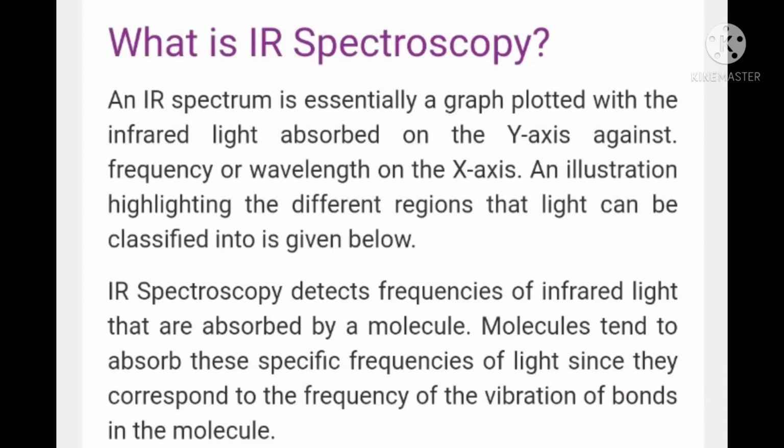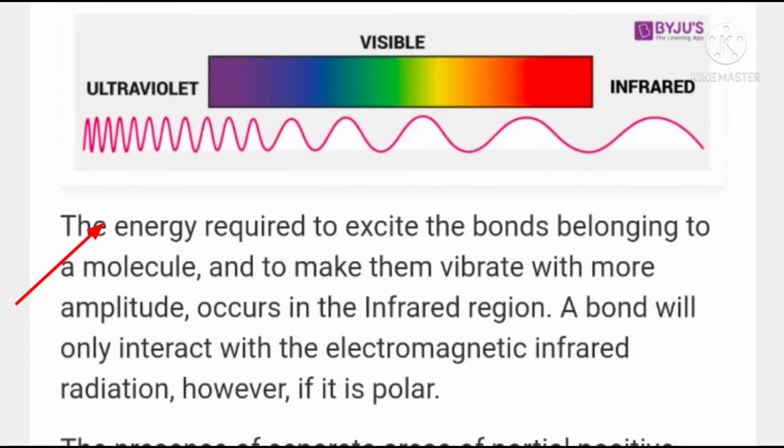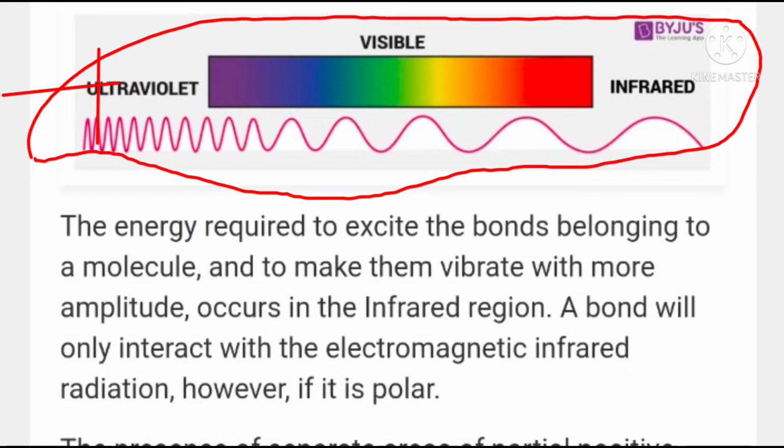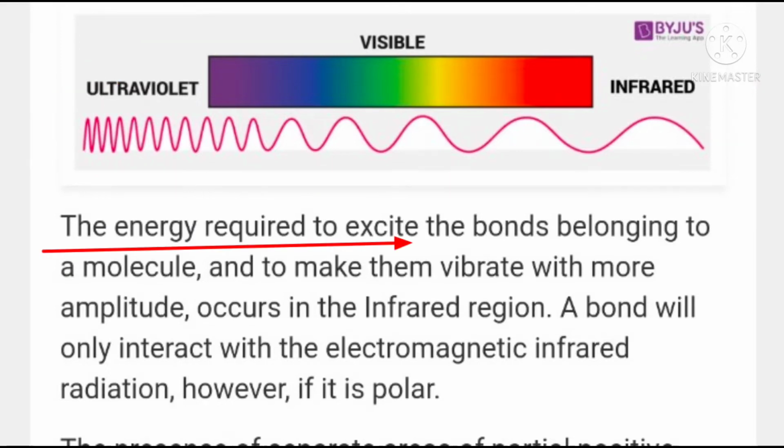Vibration of bond. This is the ultraviolet, visible and infrared region. The energy required to excite the bonds belonging to a molecule and make them vibrate with more amplitude occurs in the infrared region. Simply, in IR there is a vibration of bond in the infrared region.